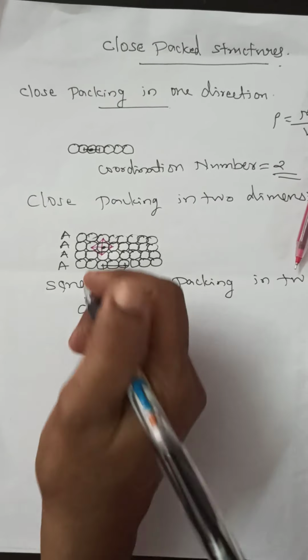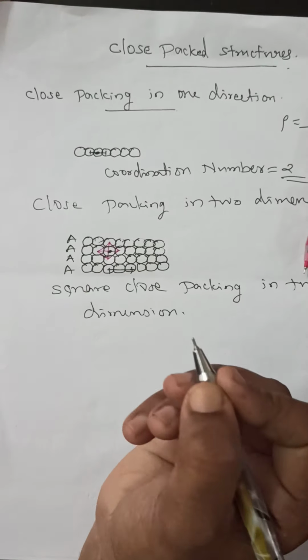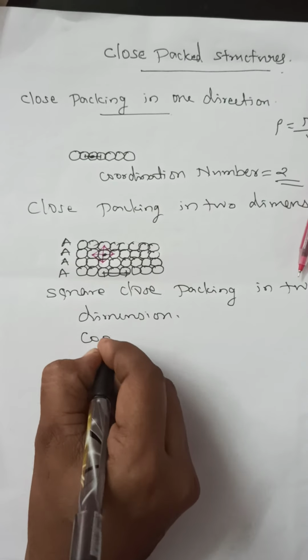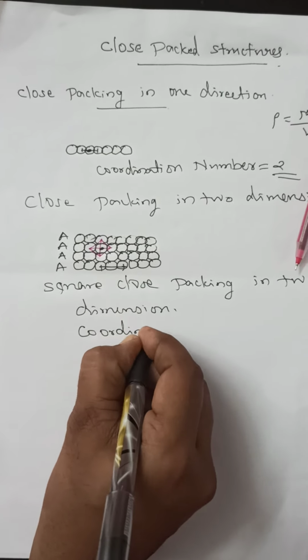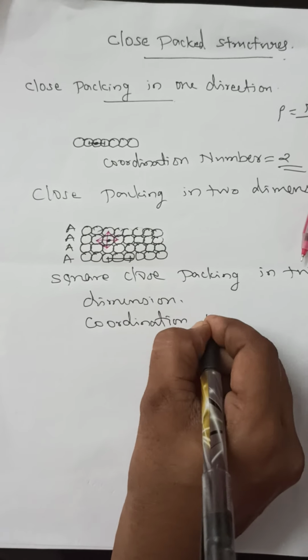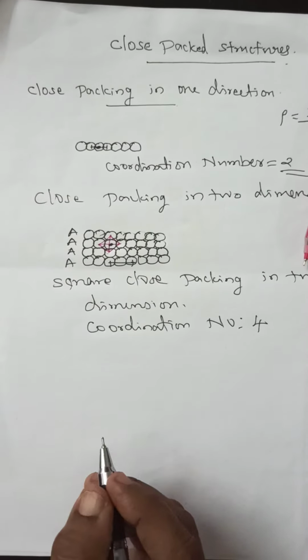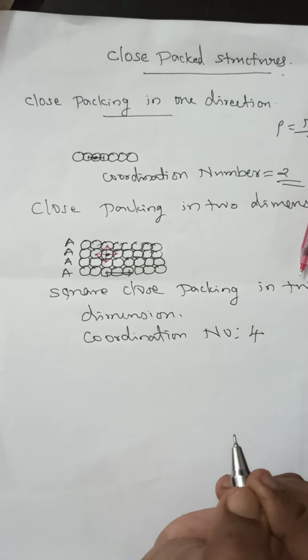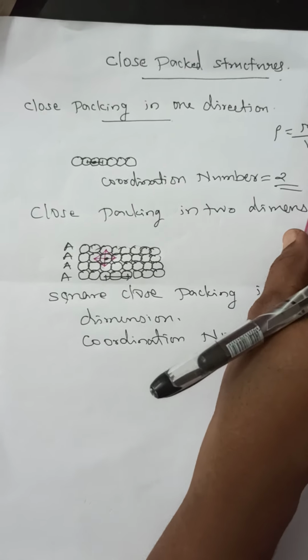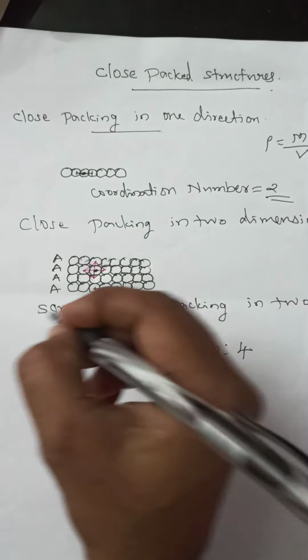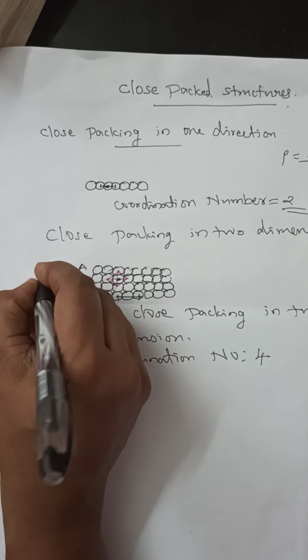And here that sphere is in touch with 4 spheres. So what will be the coordination number? The coordination number is 4, because it is in touch with 4 spheres. So this is one type of close packing, called square close packing.